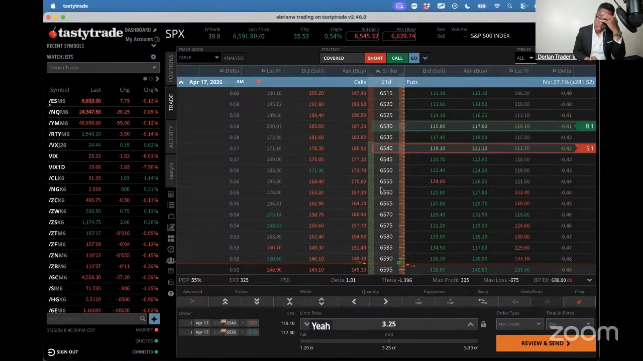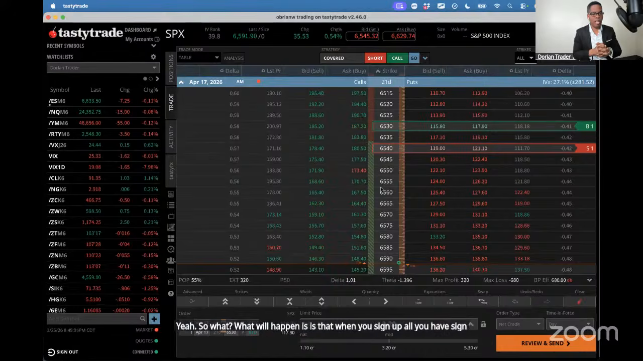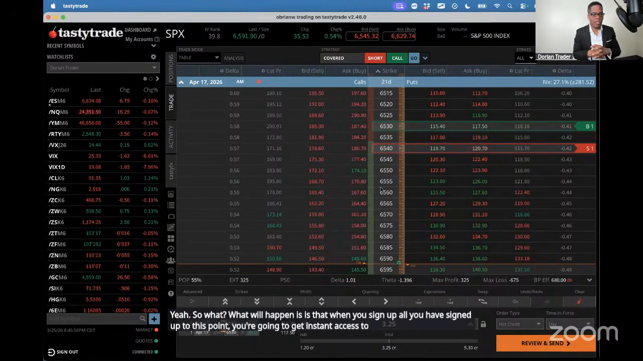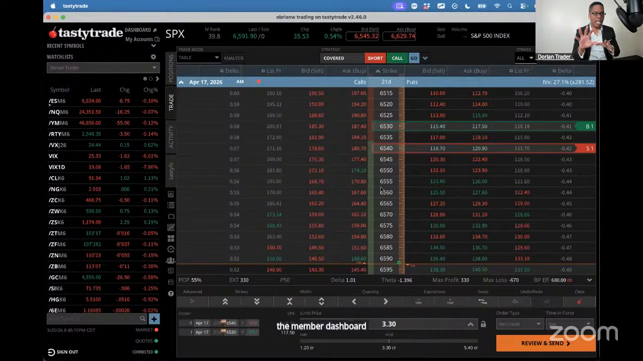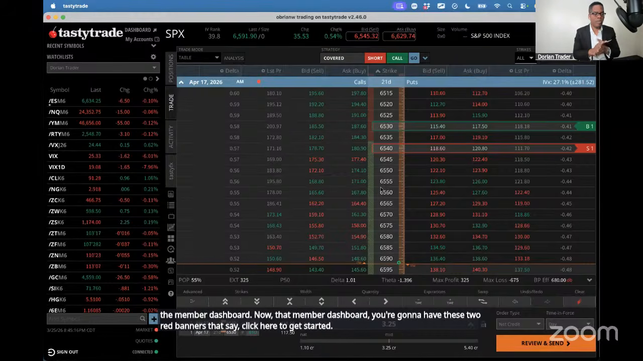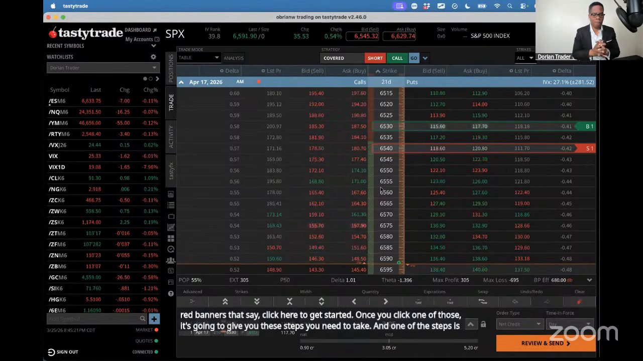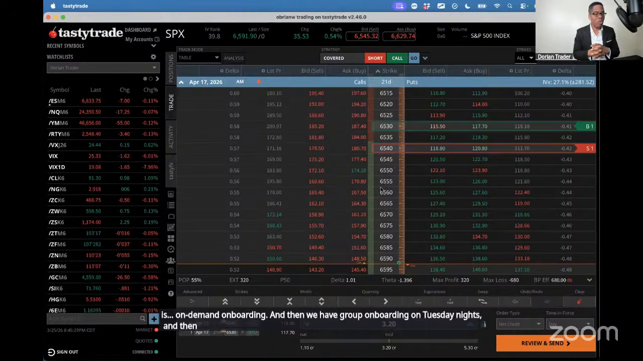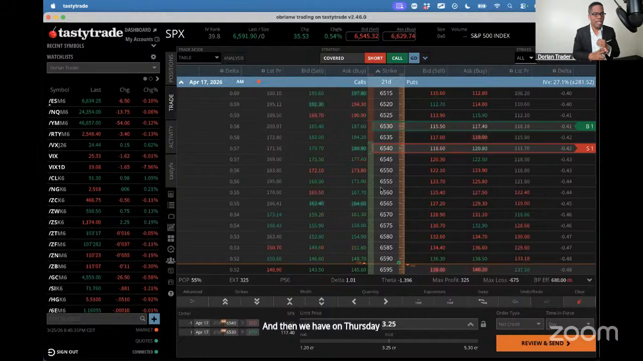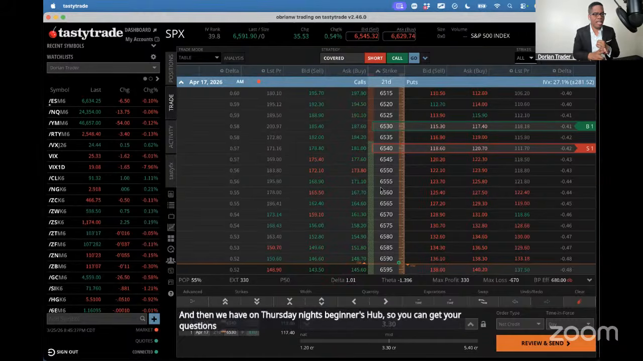Yeah. So what will happen is that when you sign up, you're going to get instant access to the member dashboard. On that member dashboard, you're going to have these two red banners that say "Click here to get started." Once you click one of those, it's going to give you the steps you need to take. One of the steps is on-demand onboarding. Then we have group onboarding on Tuesday nights, and we also have one-on-one onboarding. And on Thursday nights, Beginners Hub, so you can get your questions answered and share your screen.